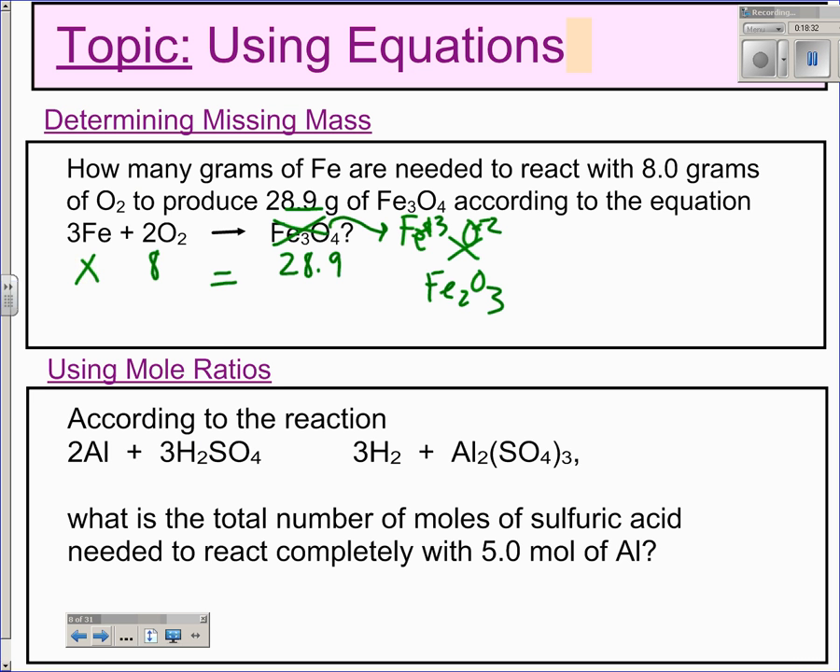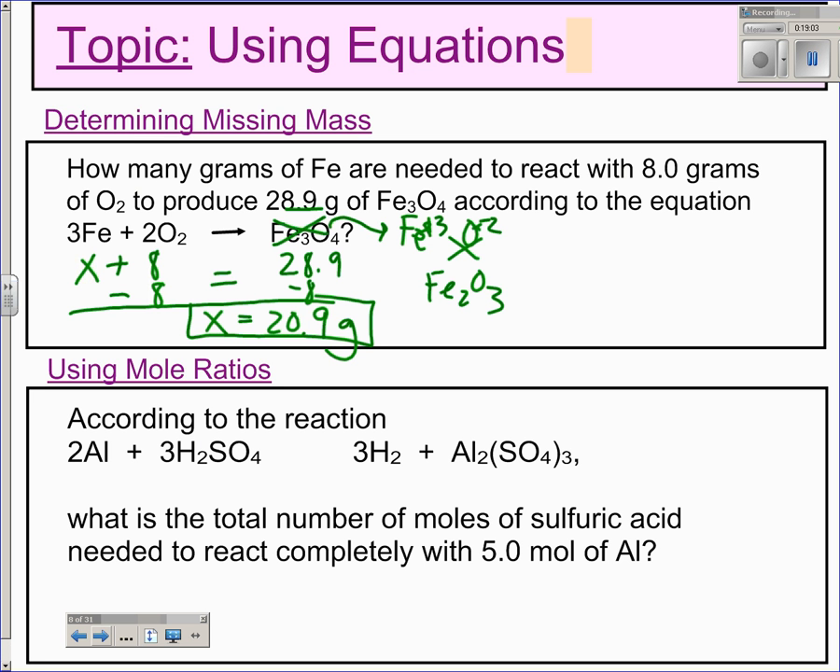So we add X plus 8 to get the mass of the reactants, and we set it equal to 28.9 to get the mass of the products. Subtract 8 from both sides, and we get X equals 20.9 grams. Law of conservation of mass: we have 28.9 grams when we add the reactants together, equal to 28.9 grams when we add the products together.